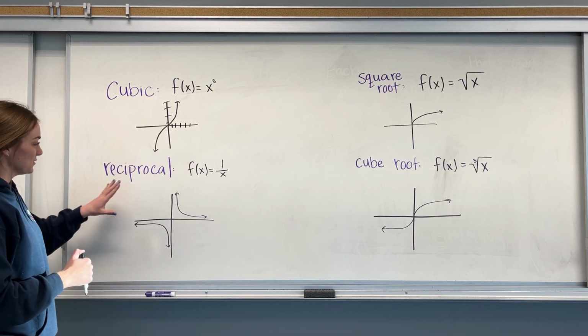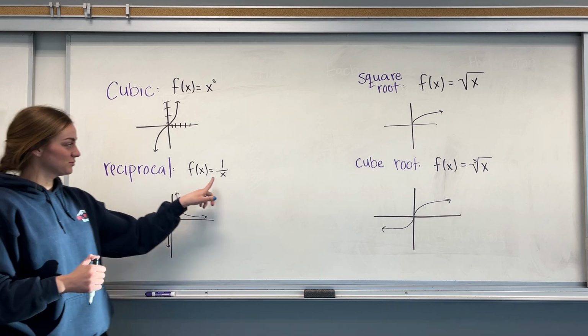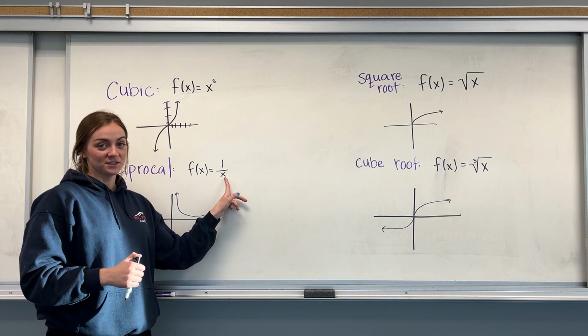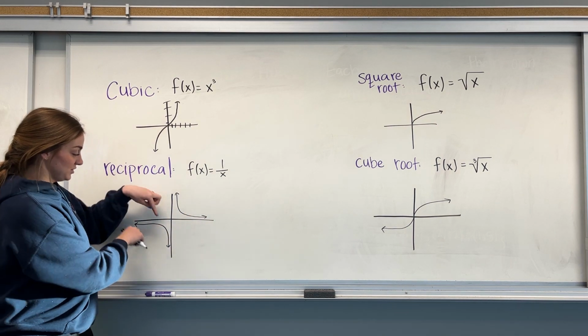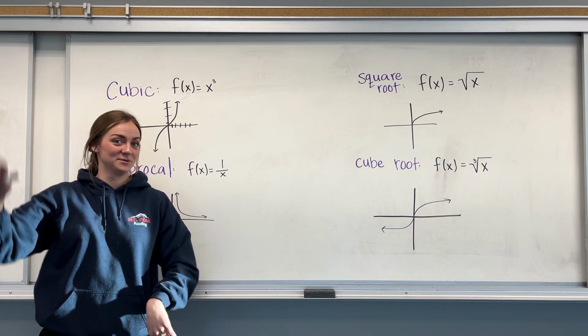Anyway, we've also got a reciprocal, and the biggest problem with this one is you can't divide by 0. And so at 0, the line just dodges it. It's like, nope, we are not dealing with 0.